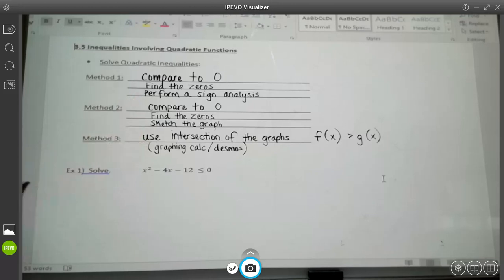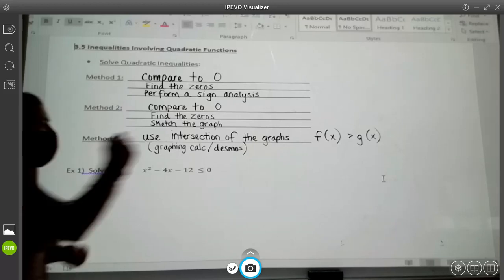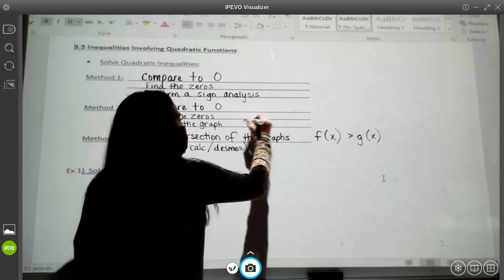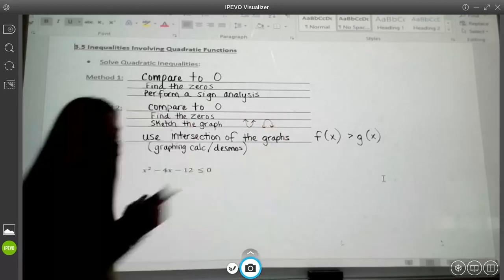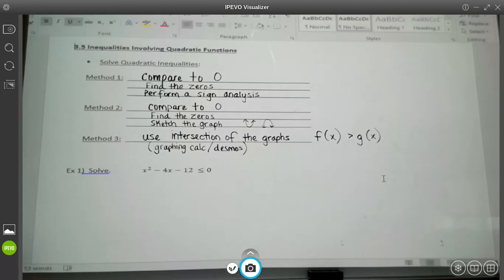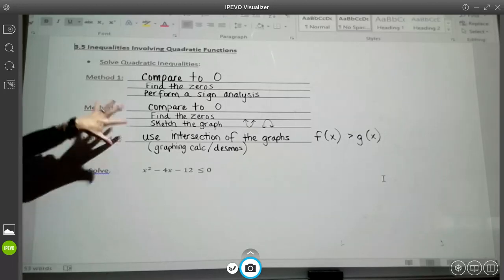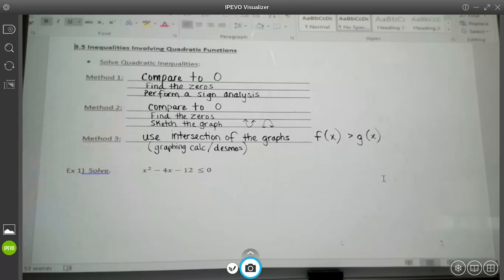Guys, we're working with quadratics right now, which graph as a parabola. Parabolas only do two things as of right now. They either open up or they open down. So it's a really easy sketch, and we know if it opens up or down depending on the leading coefficient a. So the sketch is extremely easy to make, and it gets us a lot of answers very, very quickly. So I think method two for quadratic inequalities is my favorite.